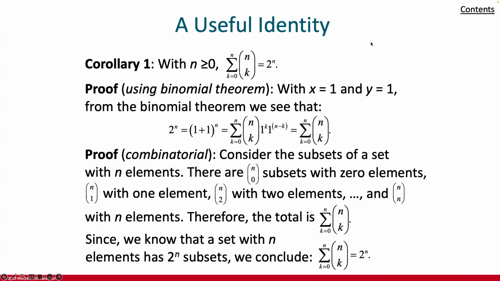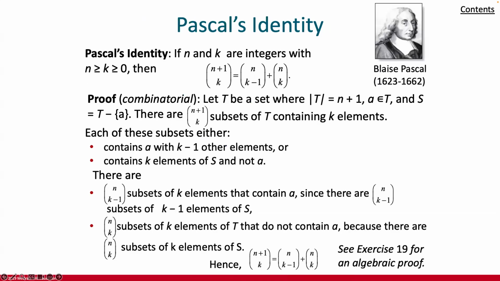Here is another useful identity with n greater than or equal to 0. We have this value, and so this is the summation is 2 to the n. And so we have some information on that and a proof. I won't walk through that, but that's more things that you can focus on going in more depth with Rosen. Okay, I just have a couple slides on Pascal's identity.